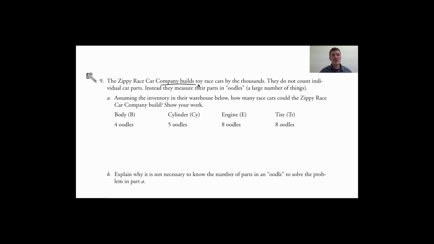Alright, Zippy Race Car Company, they build thousands of cars. They do not count individual car parts. Instead, they measure the parts in oodles. Whatever an oodle is, okay? Large number of things. Assuming the inventory in their warehouse below, how many race cars could the Zippy Race Car Company build? Show your work. Okay. So, if we got 4, 5, 8, and 8, whatever oodle is, it doesn't matter. Okay, that could be anything.